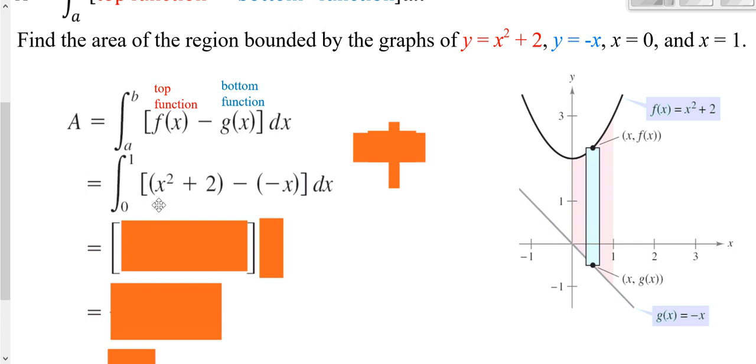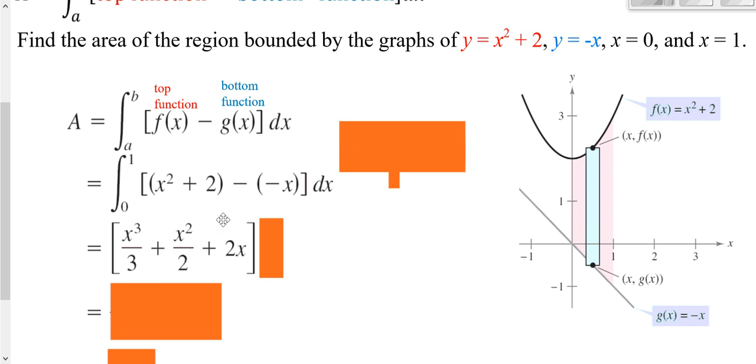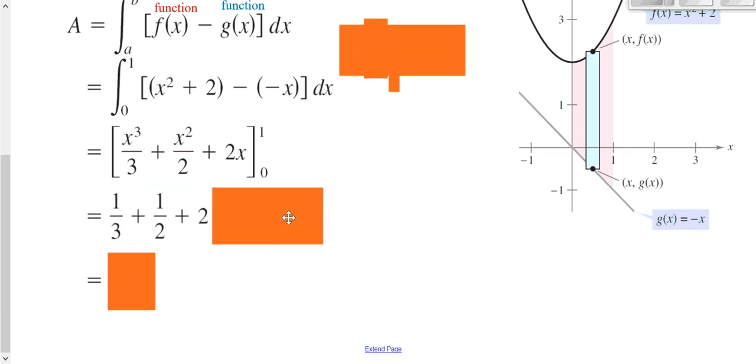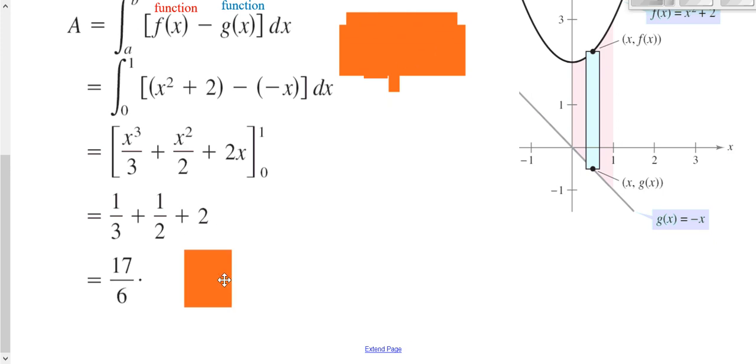Well, we could easily go ahead and integrate this. We get a 1/3 x cubed plus a 2x. And you might be wondering, where does that come from? Well, we have a plus x right here, and you integrate 1x, and you get x squared over 2. And then you just have to plug in 1, subtract what you get when you plug in 0. Well, if you plug in 1, you get this. Subtract what you get when you plug in 0. Subtracting 0 doesn't change it, so we just get 17 over 6.